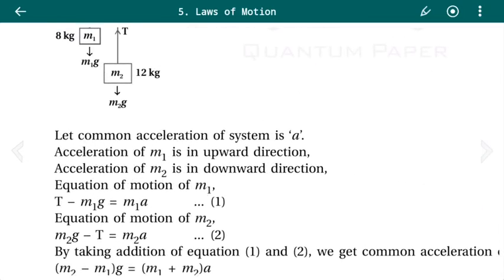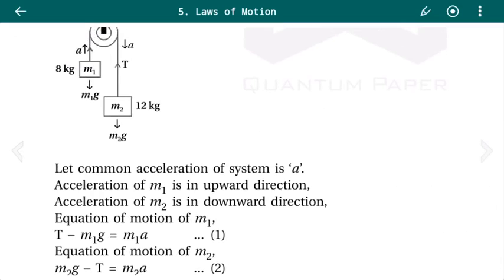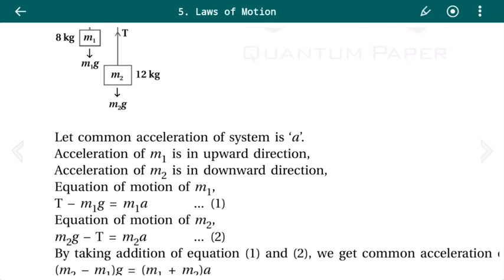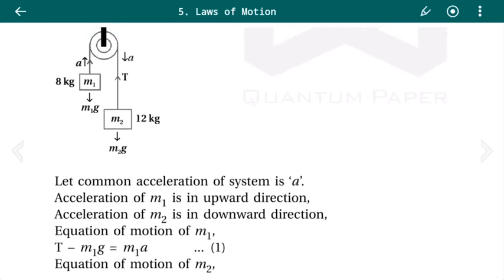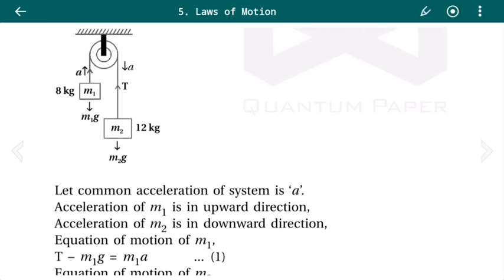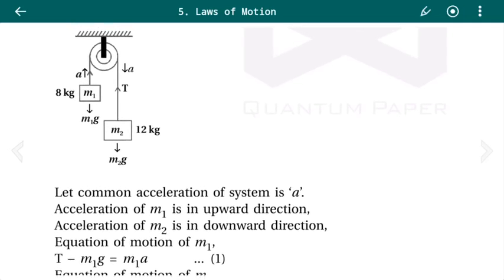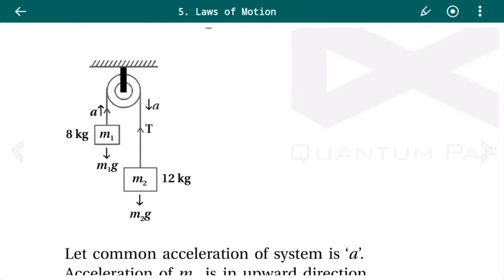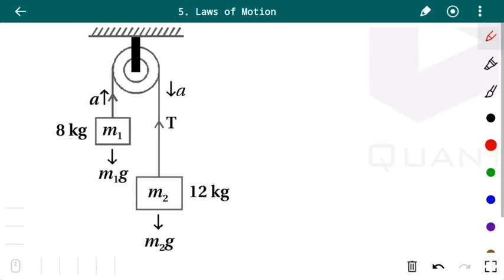Let the common acceleration of the system be a. Acceleration of m1 is in the upward direction, acceleration of m2 is in the downward direction. Equation of motion of m1 becomes T minus m1g equals m1a, because as you can see in this figure, tension is in the upward direction, m1g is in the downward direction.